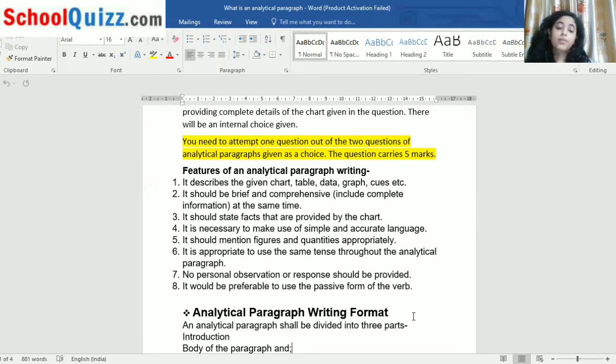It would be preferable to use the passive form of the verb. Now you know active and passive verbs are there. So you cannot use the active verb, but what you can use is the passive verb instead of that.